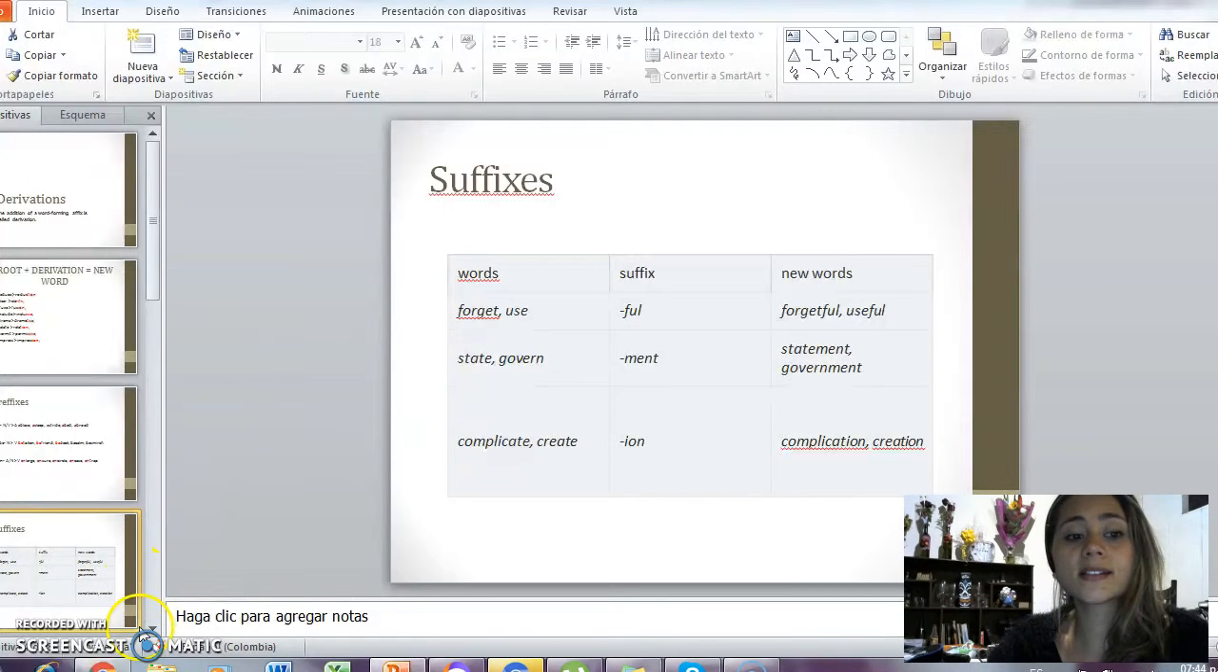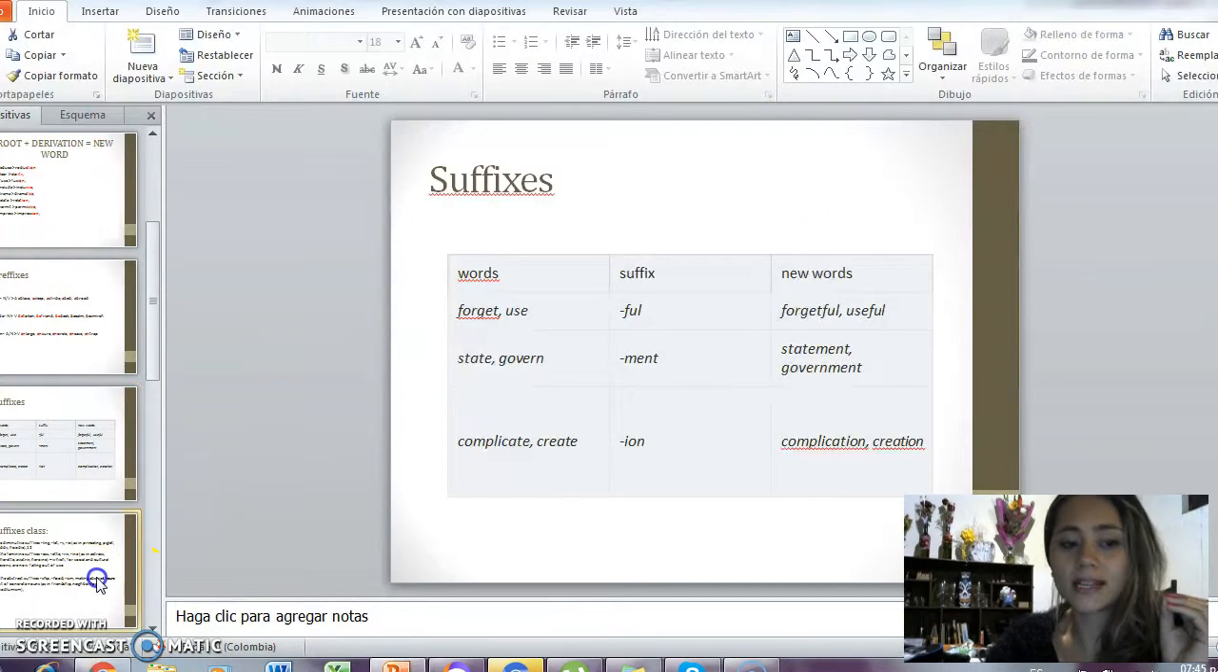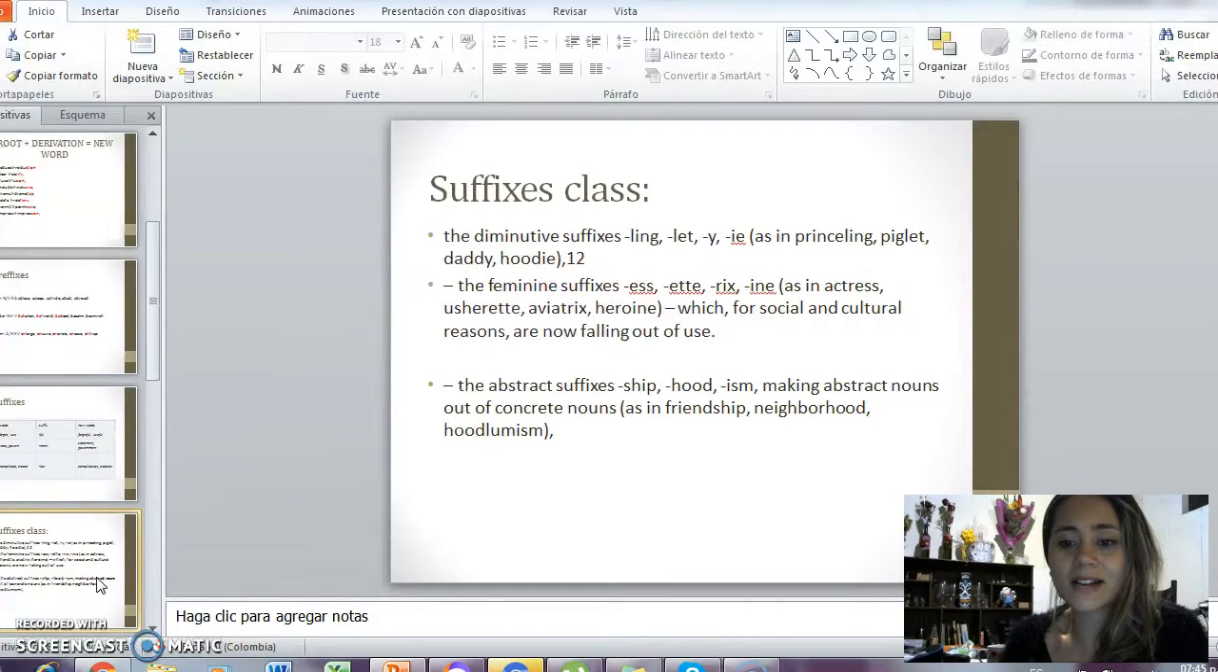So the suffixes are a little complex. They have more topics for talking about them. For example, in the suffixes we have different classes. For example, we have the diminutives. So we have at the end ling, let, or y. For example, if we have dad, then daddy. Dad is the root and daddy is the diminutive.